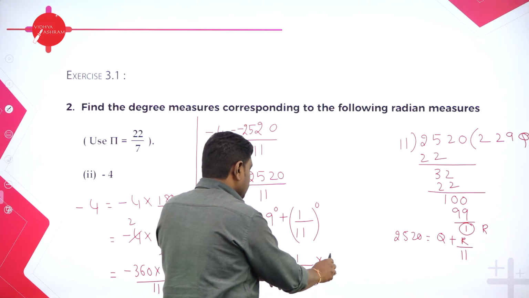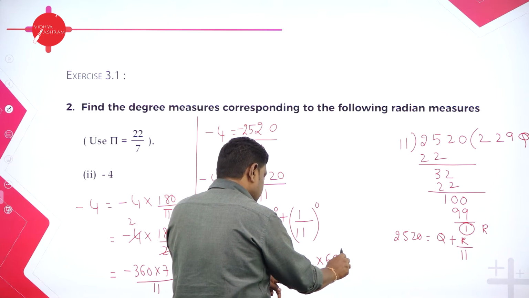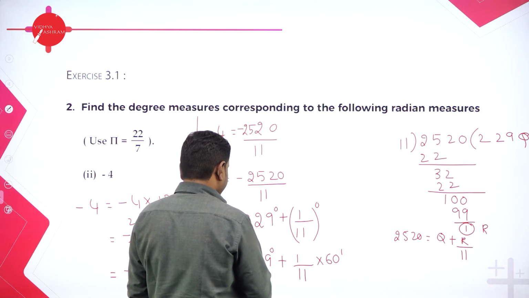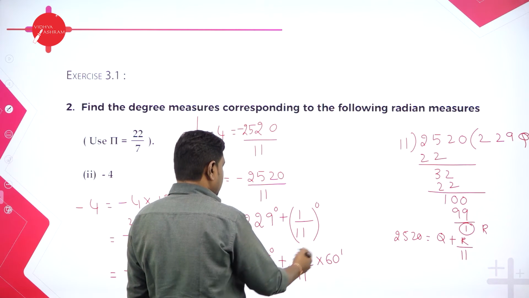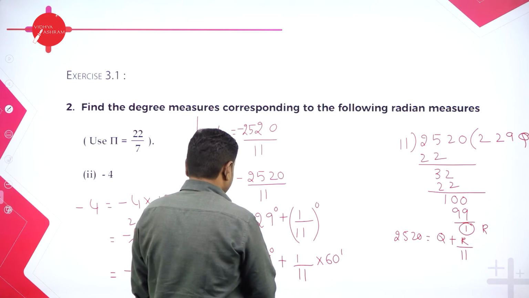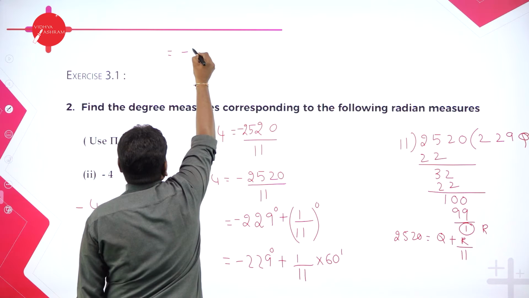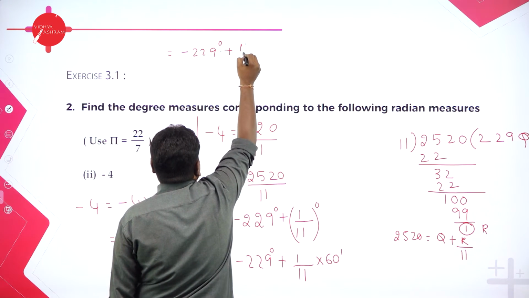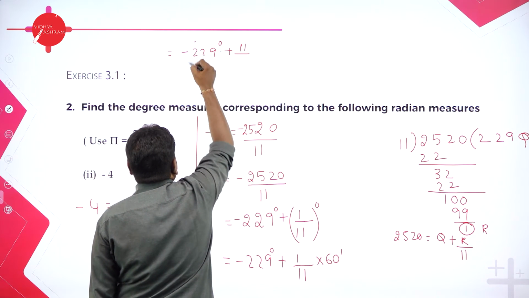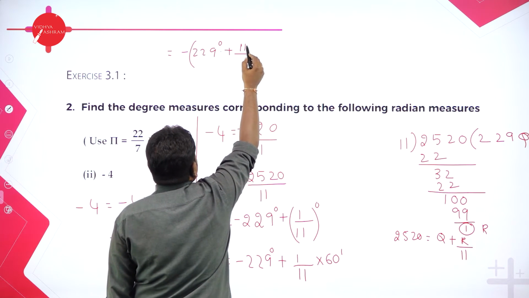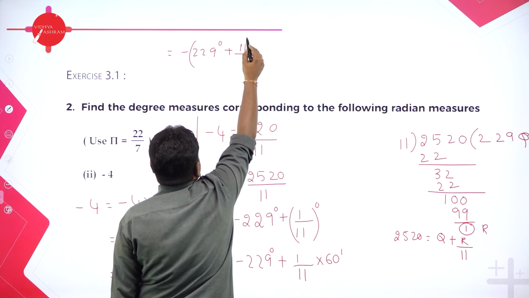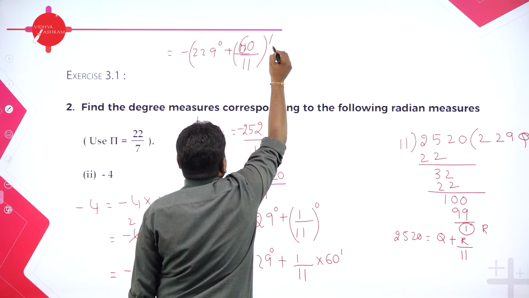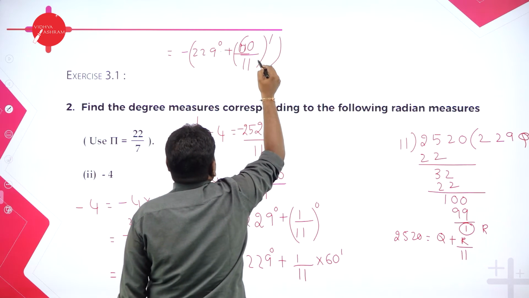So 1 by 11 degrees, 1 by 11 into 60 minutes. So now this will become 60 by 11. It's not divisible, again we'll convert this. So now we are left with minus 229 degree plus 11 by, so minus outside, 60 by 11 minutes. So now how to convert this minutes?